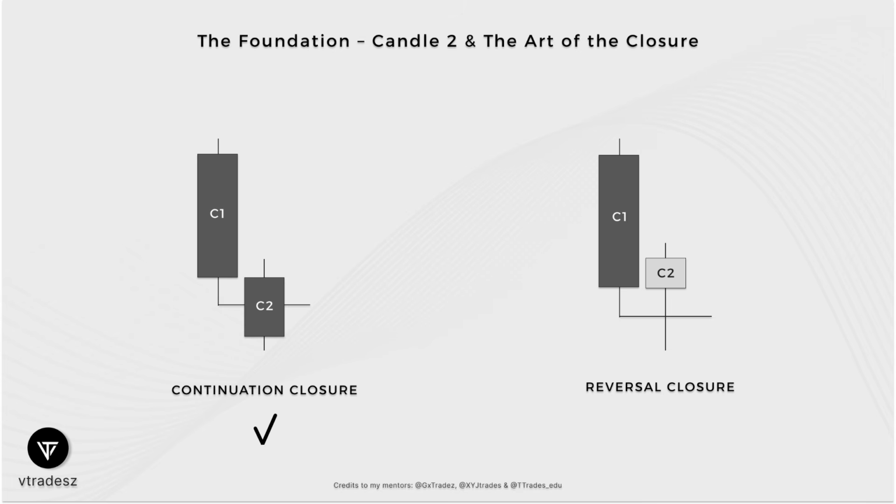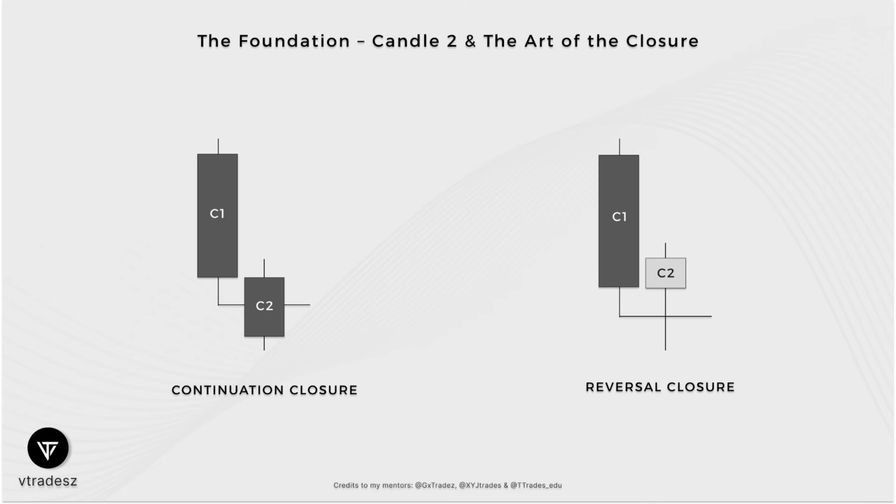Imagine a bearish trend. A continuation closure is simple. Price sweeps the previous candle's low and closes below it. That tells us the market wants to keep going down. But the magic happens with the reversal closure, or what I call candle 2. This is your turning point.